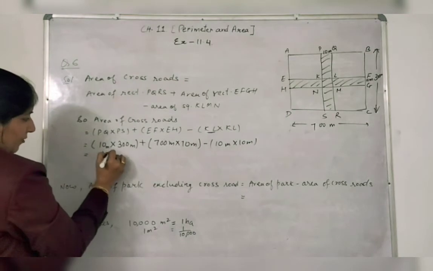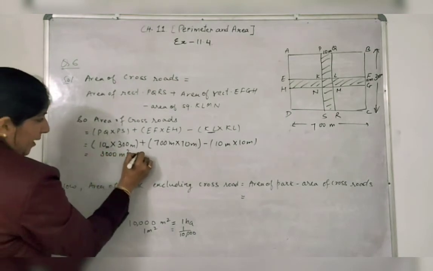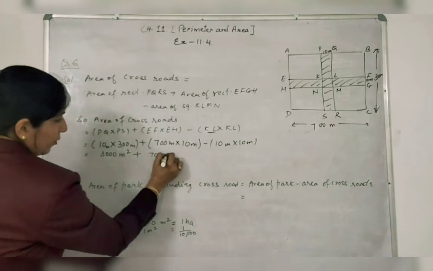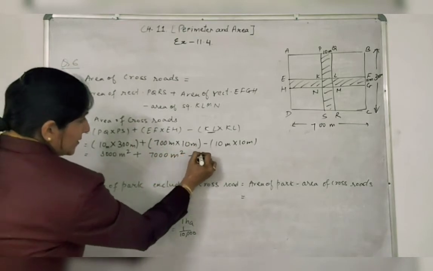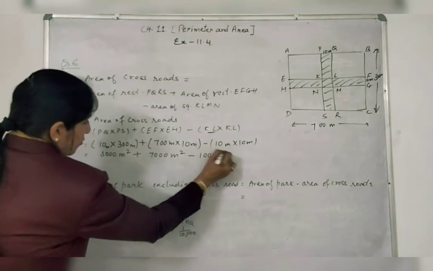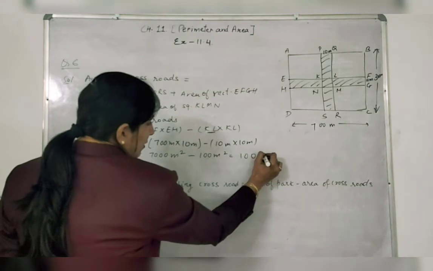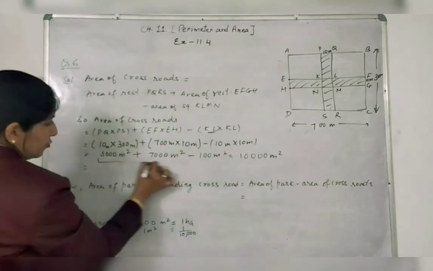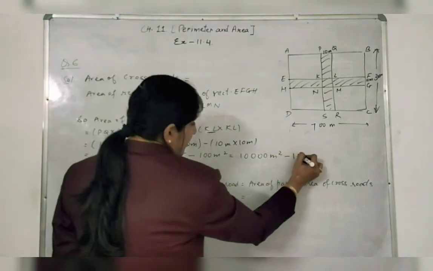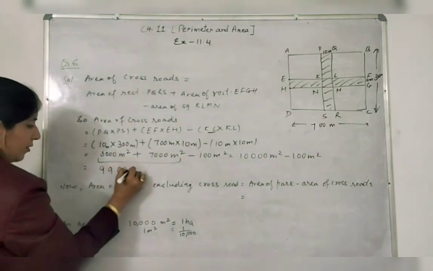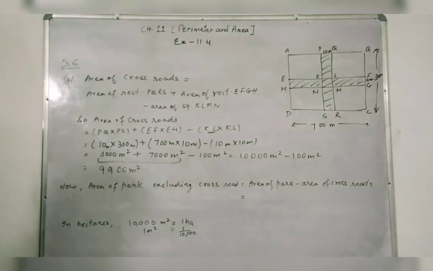So it comes out to be 3000 meters square plus 7000 meters square minus 100 meter square. Now 10,000 meter square after adding these two, 10,000 meter square minus 100 meter square. So we will reach the result 9900 meter square. Now what is this result? This is the area of the crossroads.